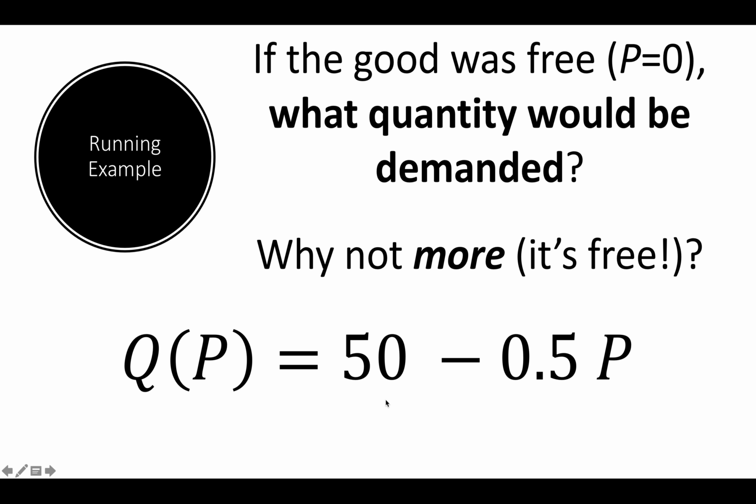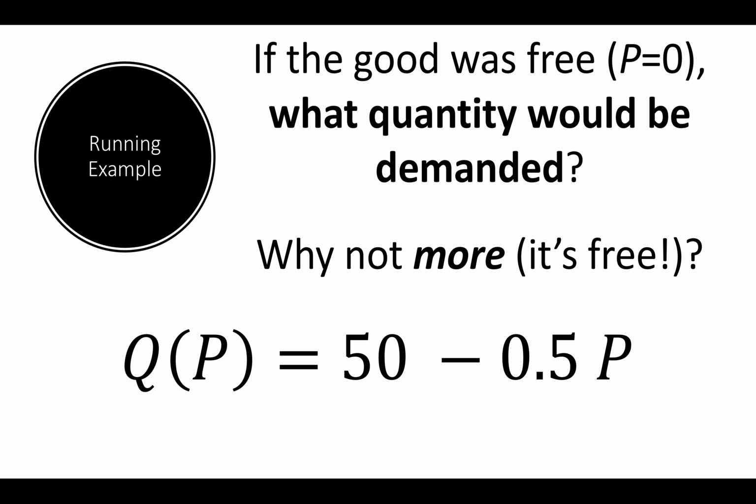It's kind of an interesting thing. You'd say, well, it's free. So what does that mean, that I only take 50? Why don't I take 1,000,000? I mean, they're free, right? But you have to keep in mind that we have this assumption of diminishing marginal utility. So the more you get of these things, the less you care about them.